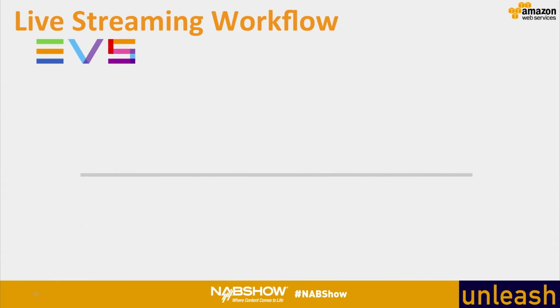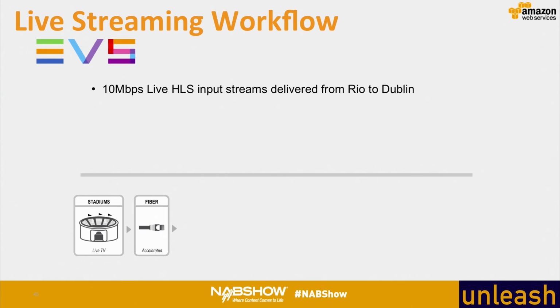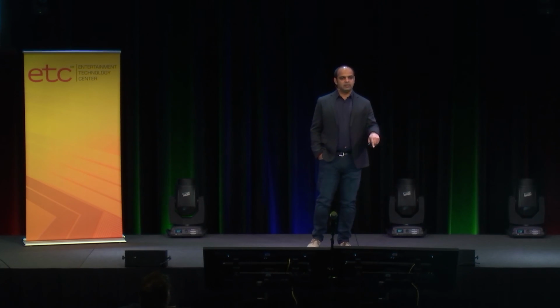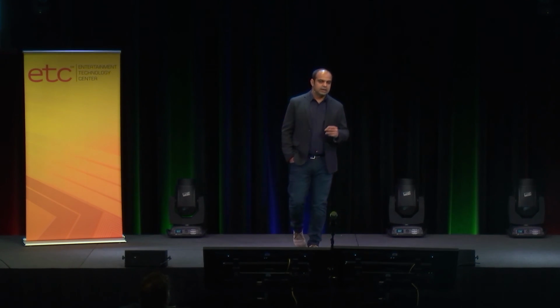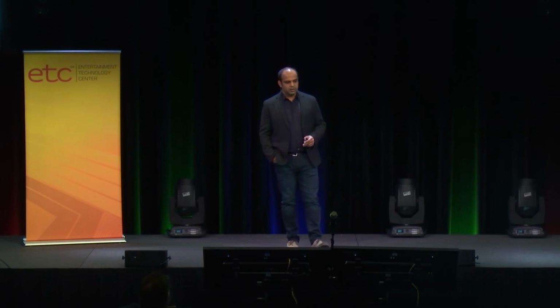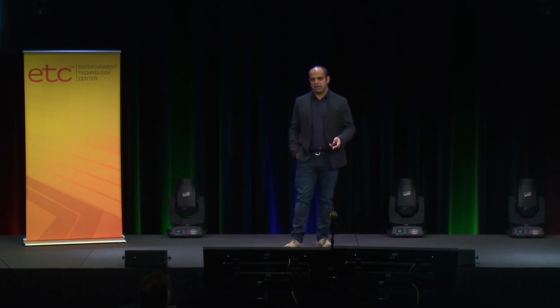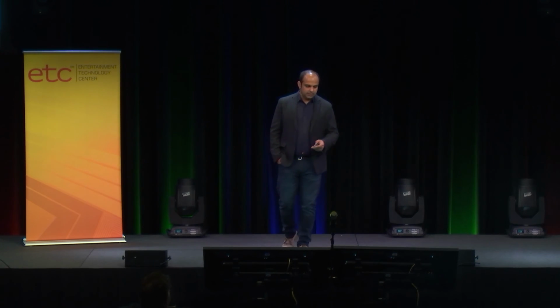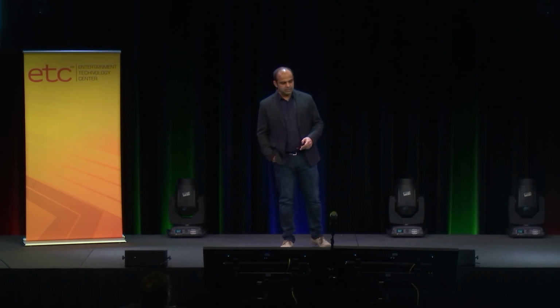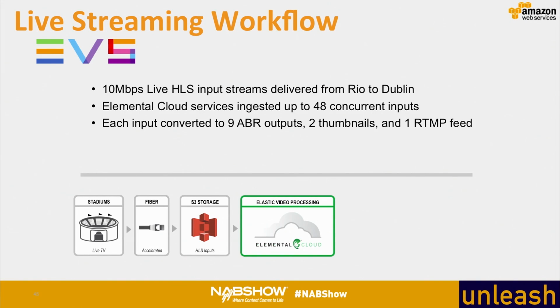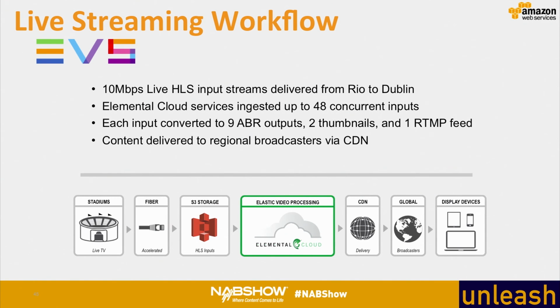The second one, for a live streaming workflow, we had a customer example with EBS, and this is specifically for the World Cup soccer or football, whatever you want to call it. From the venue, 10 megabits per second live HLS input streams were delivered from Rio to Dublin. Elemental Live is doing that on the venue, sending it over dedicated fiber into S3, and then Elemental Cloud picks it up, processes it further, and converts it to 9 adaptive bitrate outputs, 2 thumbnails, and 1 RTMP feed, which is then delivered to different broadcasters, affiliates, as well as direct delivery, OTT delivery.